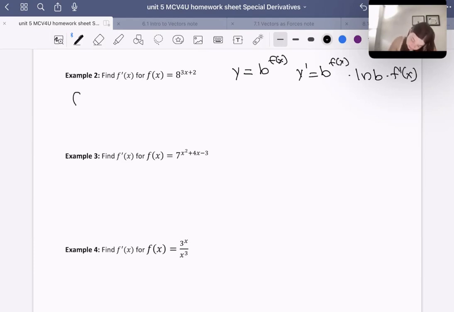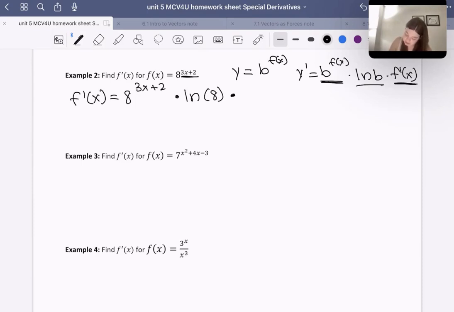In this case, the derivative would be, the first thing is just repeat the original. I'm going to write down what we have originally, times ln b, so ln of the base. In this case, that would be ln 8. And then times the derivative of the exponent. So what's the derivative of 3x plus 2? It's going to be 3. So if I rearrange this in a nicer order, I would have this. But even that first step does give us the answer. It's just ordered a little bit strangely. But yeah, there we go. That's how you do it.